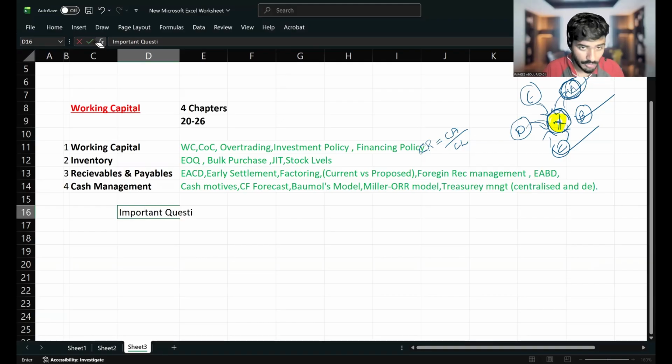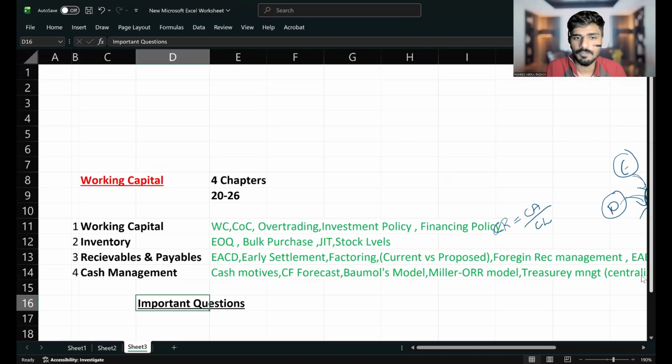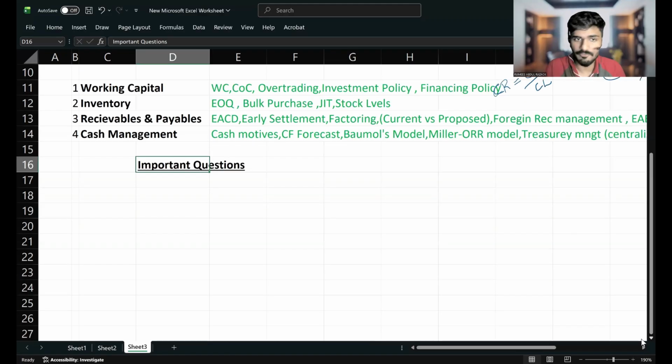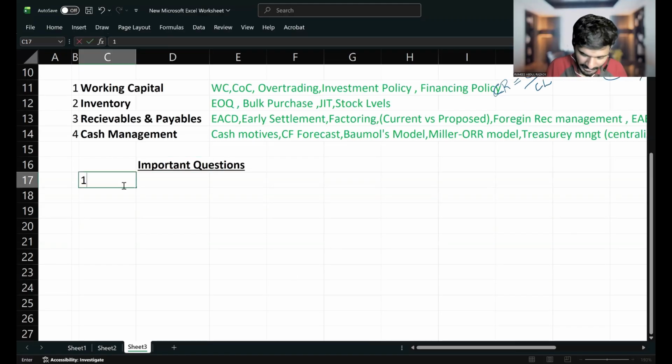So you have to note down the important questions from working capital. You have to do those questions before going for your exam. It's a mandate, must-do questions. First of all, the first question I would say will be Pumi's company. It's an important question based upon working capital, investment policy, and financing policy.